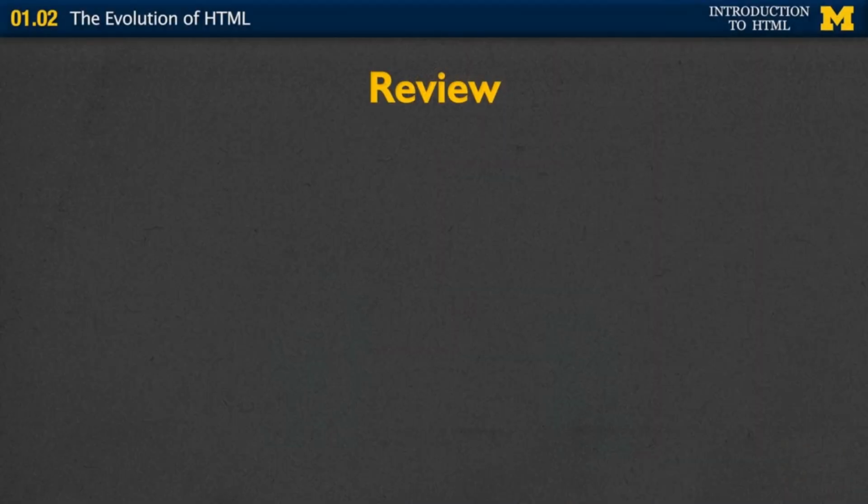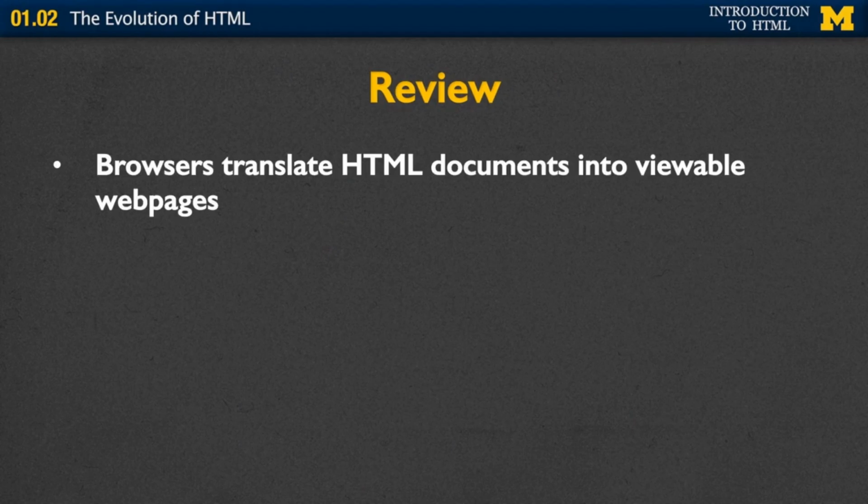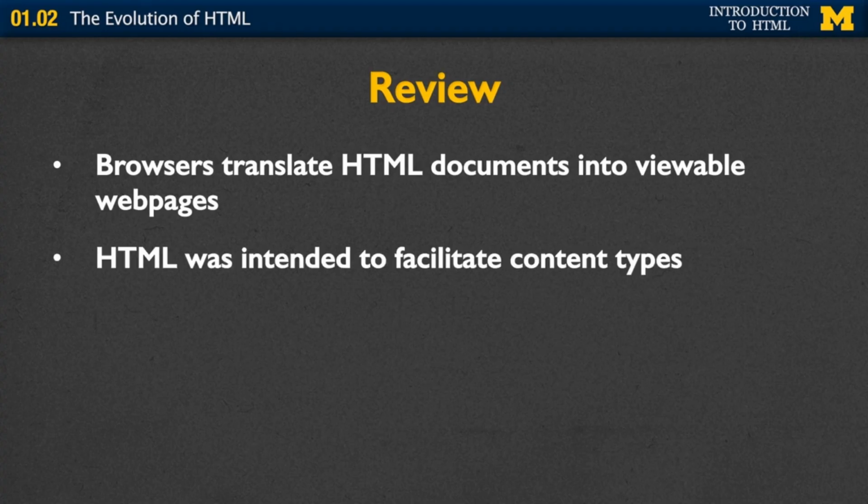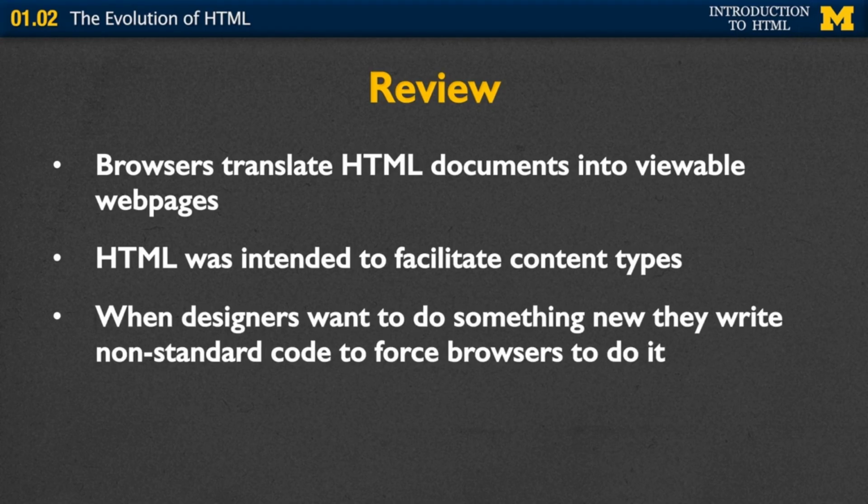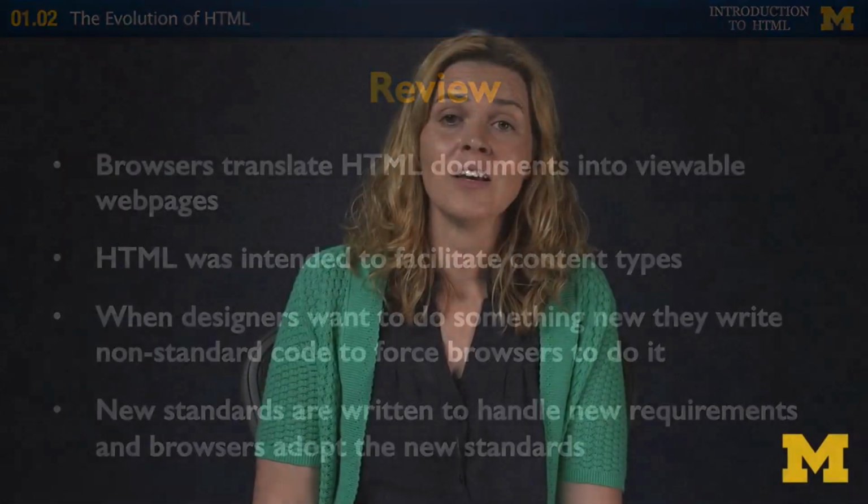So when you think back over this video, there are certain lessons I really hope stick with you. The first is the idea that HTML is not a programming language, but rather a way that browsers can translate documents into viewable web pages. HTML was intended to facilitate many different content types: images, pictures, links, lists, everything along that line. What we've found throughout the history of the internet is that when designers want to do something, they tend to write non-standard code to force browsers to do it. So this is why we're developing new standards in HTML5 to handle these new requirements that people desire and push browsers to adopt the new standards.